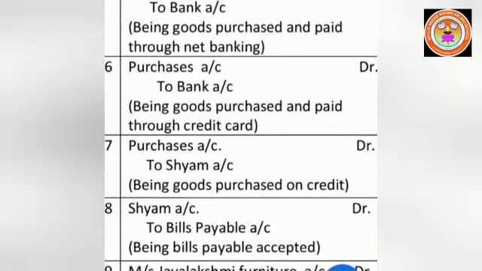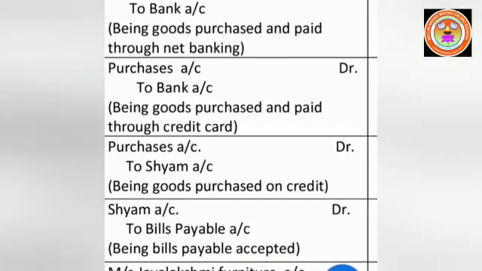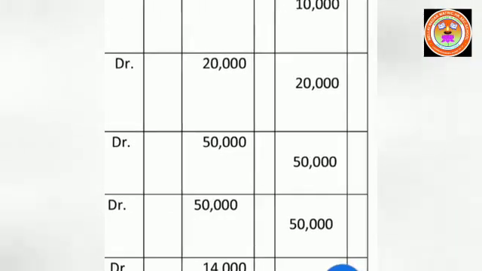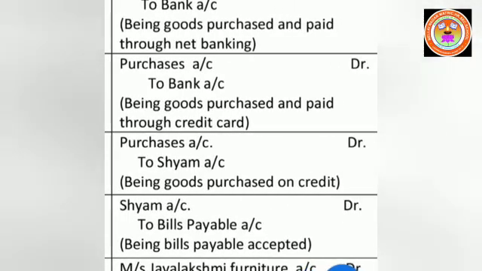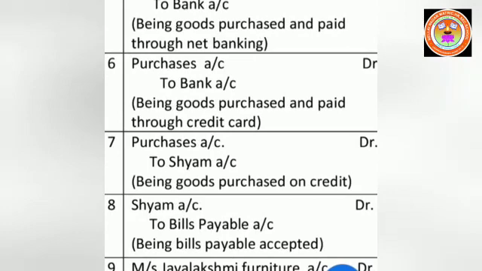Next, to bank account. Here also, as I already told you, the banker is the provider, the giver. So we have to credit bank account. Amount is rupees 20,000 on both sides. Then write the narration starting with the word being: goods purchased and paid through credit card.